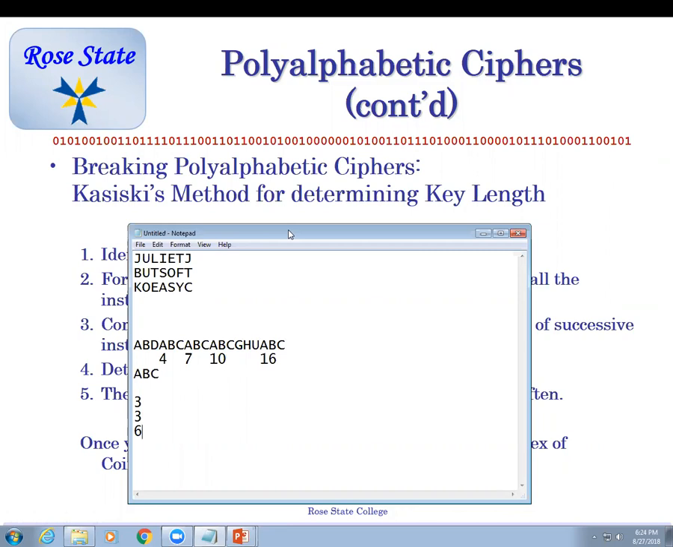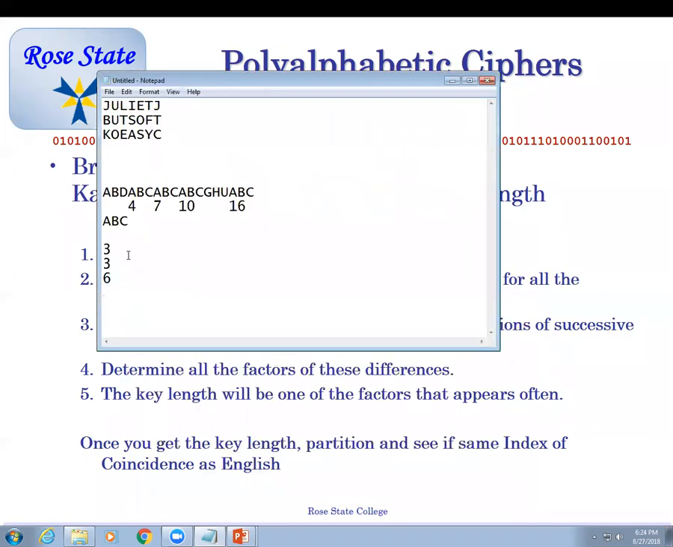Okay, so compute the differences between the starting positions. We did that. Y'all with me? So many people get that wrong. That's not hard. Determine the factors. So what are the factors of 3? 3 and 1. 3, comma 1. Do y'all know what a factor is? In other words, what numbers can you multiply together to get the result?